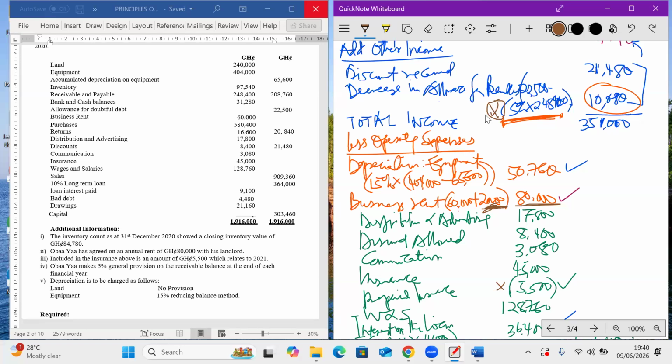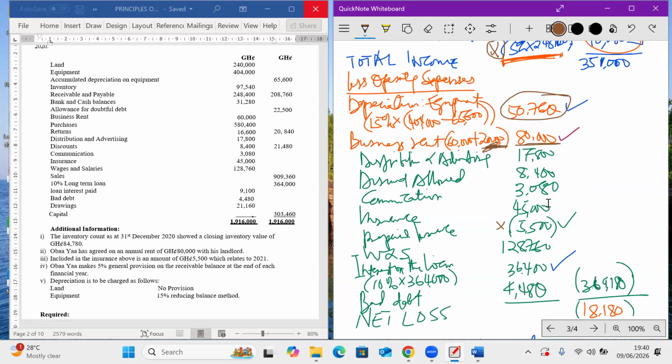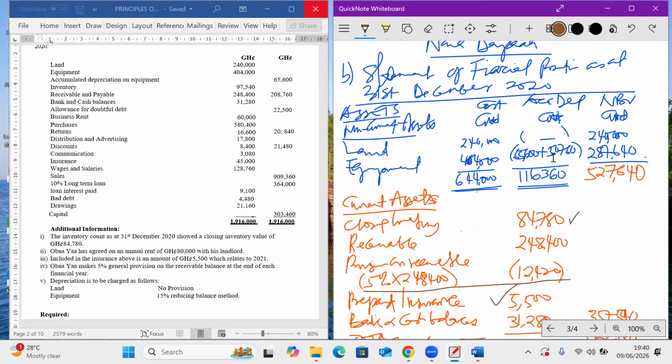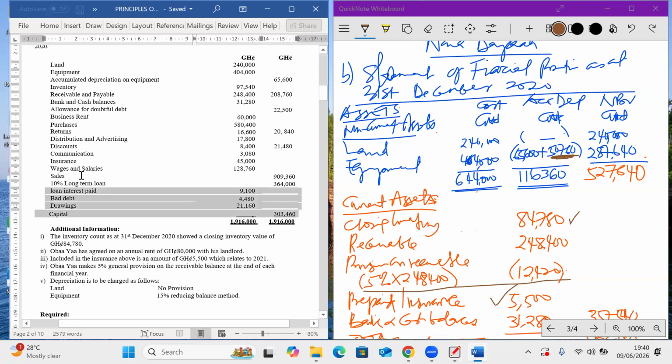Depreciation. Has it been treated twice? Land has no depreciation, so we'll not touch on land. Equipment, this is it, the first one. 5760. This is it again, the second time in the accumulated depreciation. Are we getting it? Yes. All other items in the trial balance, they were all treated once.